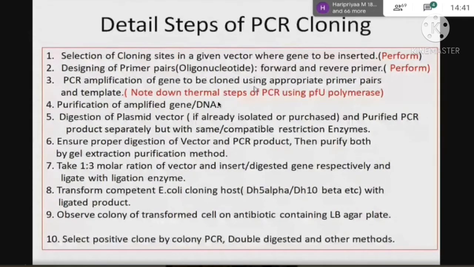Because I have already said that we are going to do PCR cloning, so we have to design a primer. How many primers are required for PCR? Two. Forward and reverse primer.